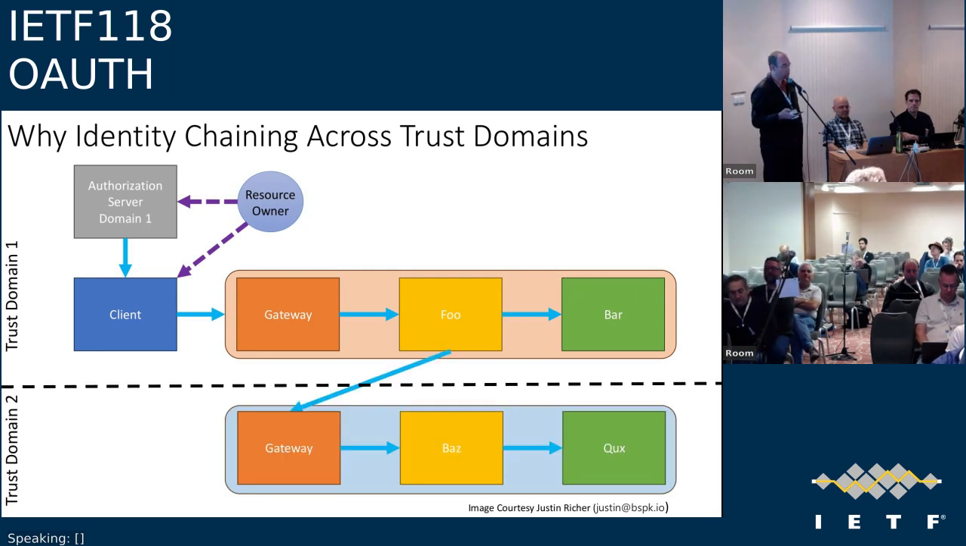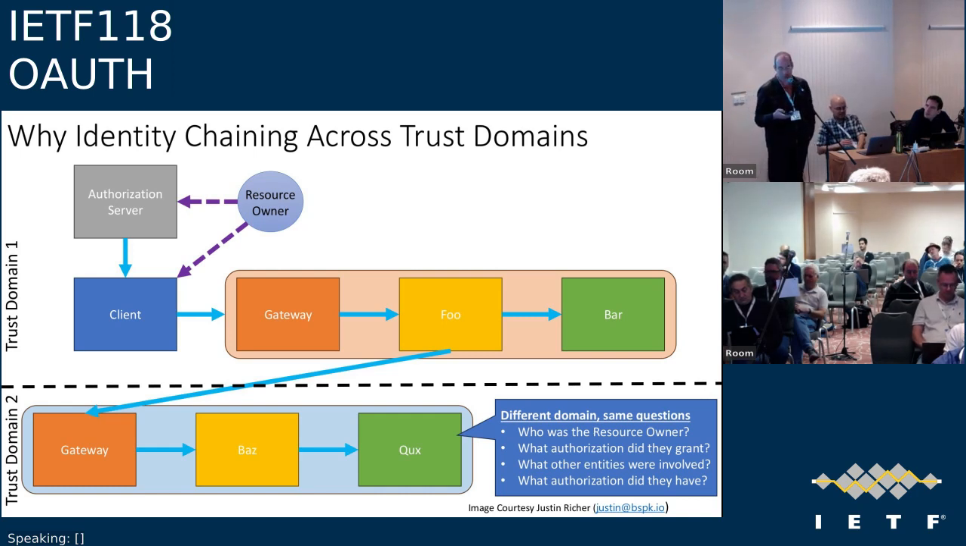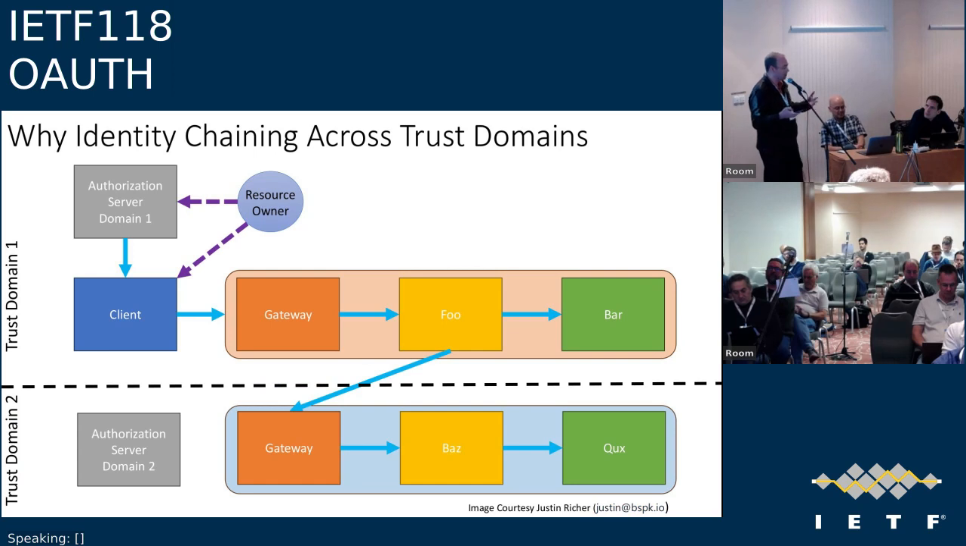However, when we start moving across trust domains, we still want to be able to have answers for the same things. So if you're in trust domain one and you're calling into trust domain two, you're going to call another resource server, which is constituted of, yet again, a number of subservices or microservices. And again, by the time the request comes down to the very last service, you still want to know who was the resource owner, what authorizations they granted, who else was involved, and what authorization they actually have. And of course, we want to be able to do this in an environment where people are using OAuth already.